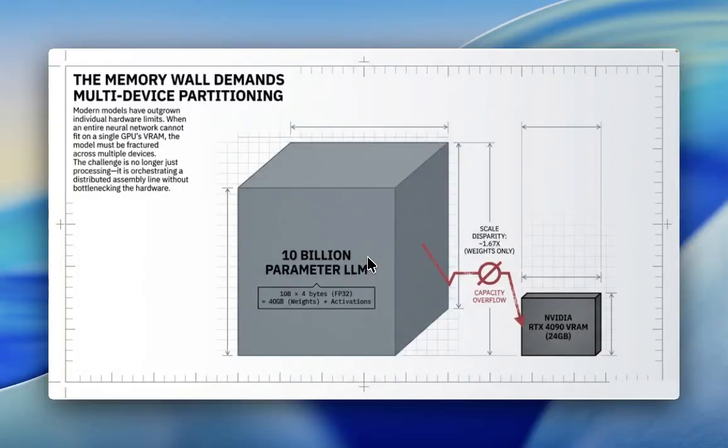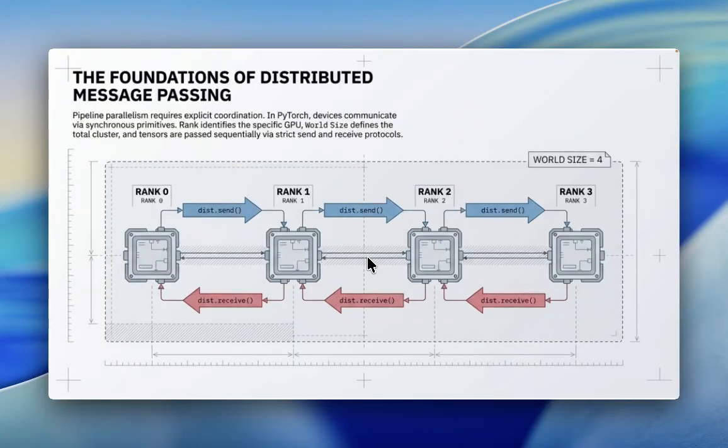Right now, an NVIDIA RTX 4090 GPU with 24 GB of VRAM cannot take a 10 billion parameter LLM to be trained, because that would require at least 40 GB, and this has 24. So this results in a hardware limit where an entire neural network cannot fit on a single GPU's VRAM. The model must be fractured across multiple devices. The challenge is no longer just processing, it is orchestrating a distributed assembly line without bottlenecking the hardware.